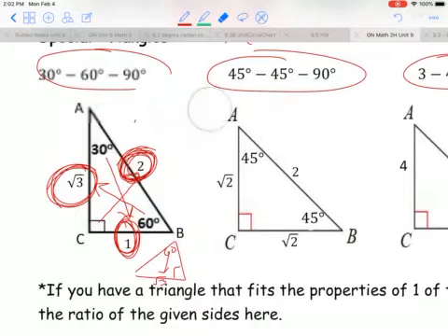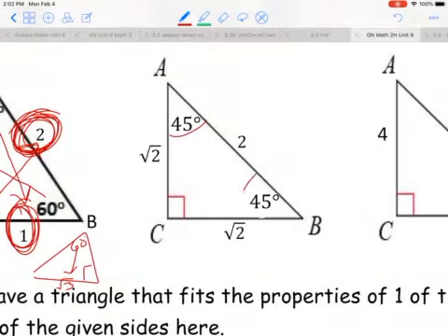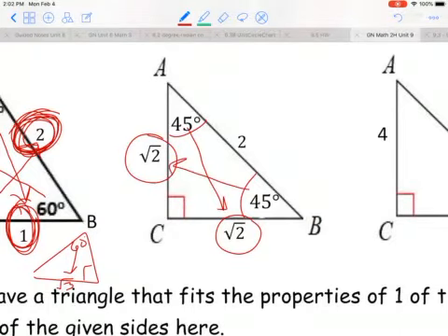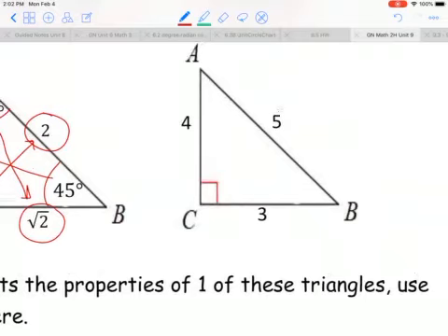Same thing happens with the 45, but 45 degrees, these are congruent, which means that these sides are the same. So 45, 45, radical 2, and the 90 degrees still gets a 2. And the last one, 3, 4, 5, this is just constant sides. It could be a 6, 8, and a 10, and it still works. So just know if there's that ratio, then you can fill in Pythagorean theorem super easily.